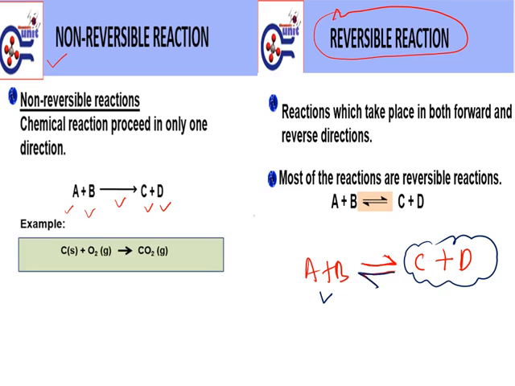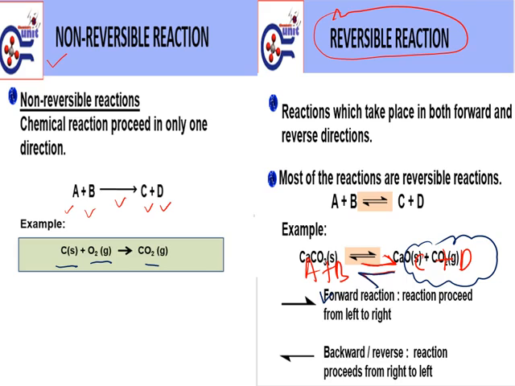As example, for the non-reversible reaction, combustion of carbon. So, carbon solid combusted in oxygen gas produces carbon dioxide. Ini yang diterangkan tadi ya. Forward reaction adalah forward arrow, which is the reaction proceeding from the left to the right, iaitu from A reacting with B to form C plus D, while the reverse arrow for the reverse reaction is the reaction proceeding from the right to the left, which is C and D reacting to form A plus B.